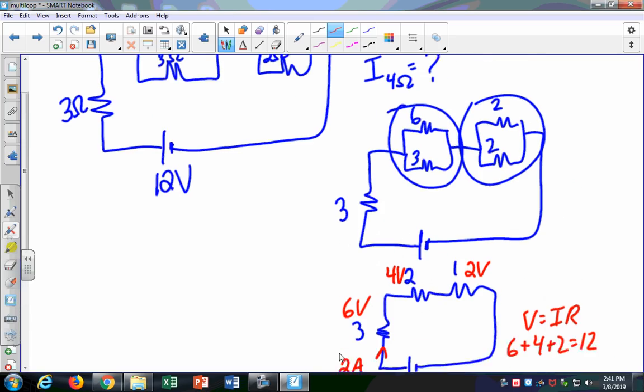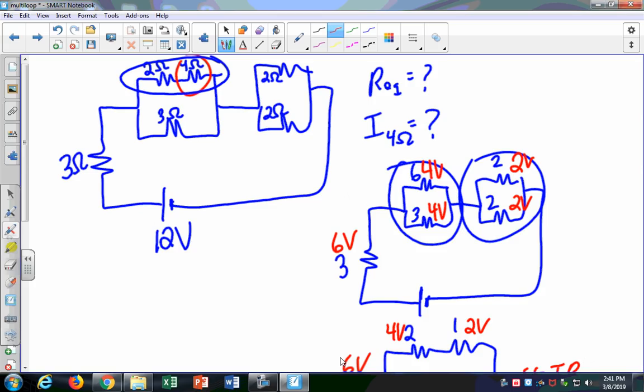Now, keep stepping back. I know I have 6 volts here. Because resistors in parallel have the same voltage and the same voltage as their equivalent, then both of these will have 4 volts and both of these will have 2 volts. Almost done. I've gotten almost every answer. 2 volts, 2 volts, 4 volts, 6 volts.